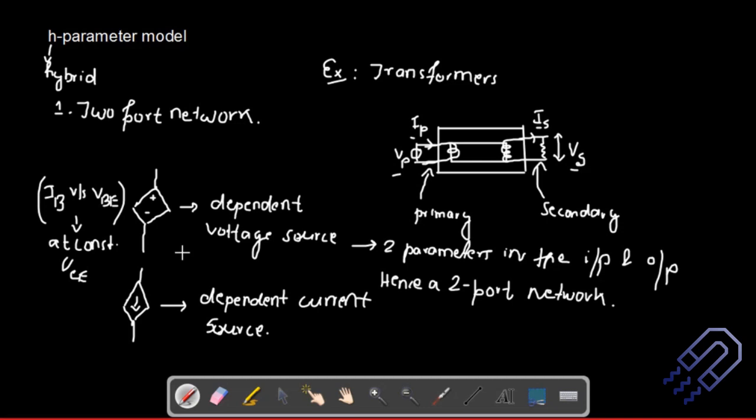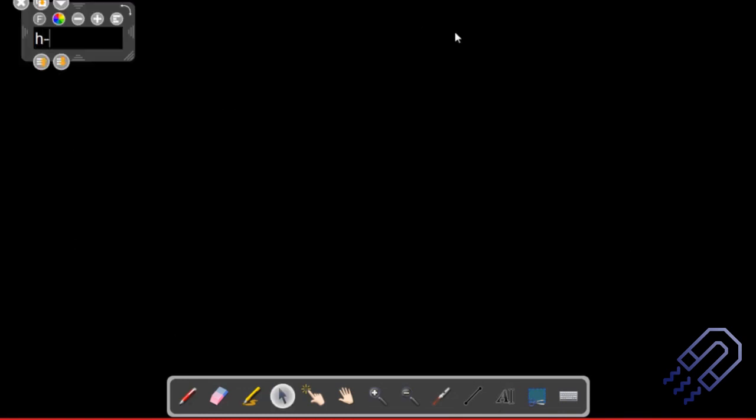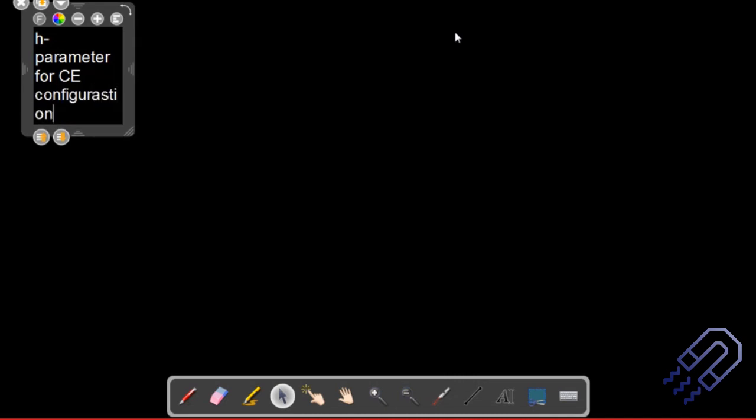Now what we are going to do is talk about the H parameter for a transistor, for CE configuration.